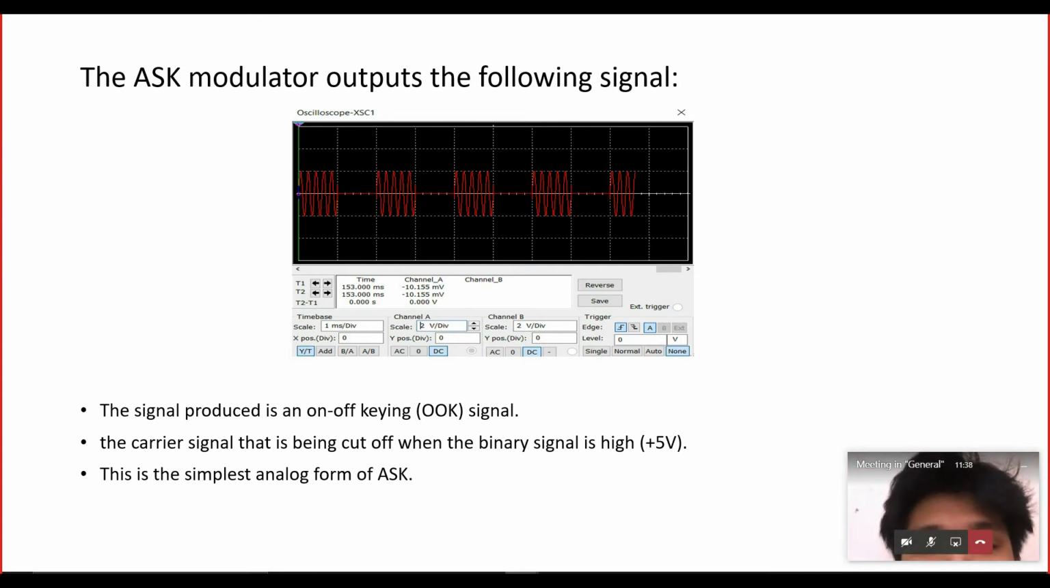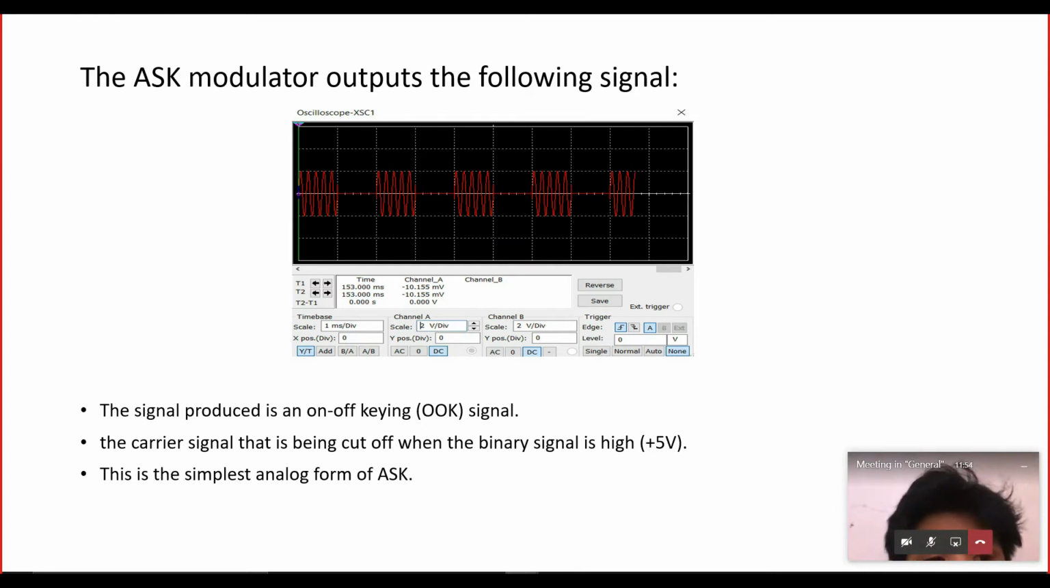The signal produced is an on-off, or OOK, signal. The carrier is cut off when the binary signal is high. This is the simplest analog form of ASK.